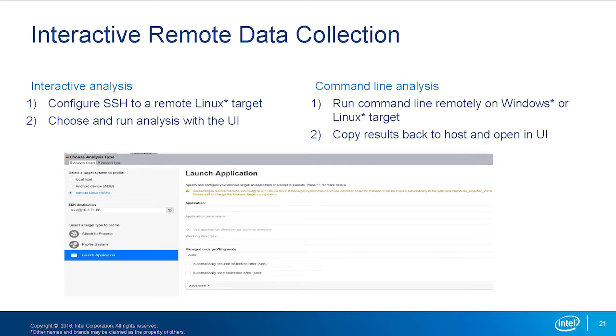VTune also enables remote data collection. So you can configure an SSH into a remote Linux target. We can configure it to launch either attached to a process, profile the entire system, or to launch a specific application with parameters. And VTune will use that SSH to execute the command remotely on the target system, collect the data, import it back into VTune and show you the results in a visual user interface.